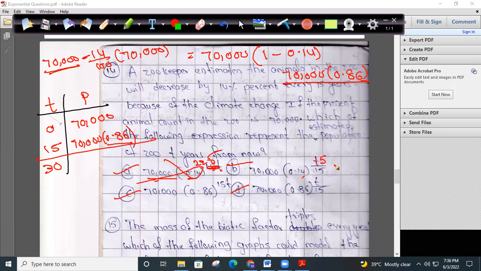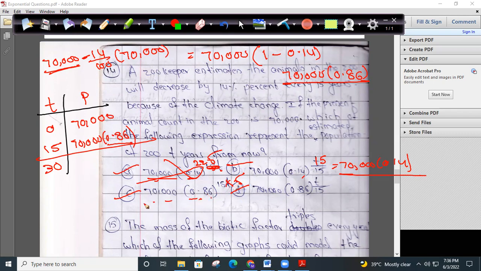Put T equal to 15, it gives 70,000 times... B for Bangalore would have been the answer if he were asking how much it is decreasing, by how much. Which of the following equations represents by how much the population of the zoo has decreased T years from now? Definitely B for Bangalore would have been the answer. But he's not asking that, he's asking for the estimated remaining population. So 70,000 times, now put 15. I want 70,000 times 0.86.